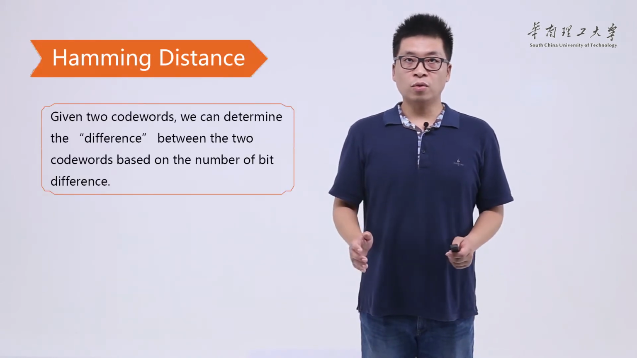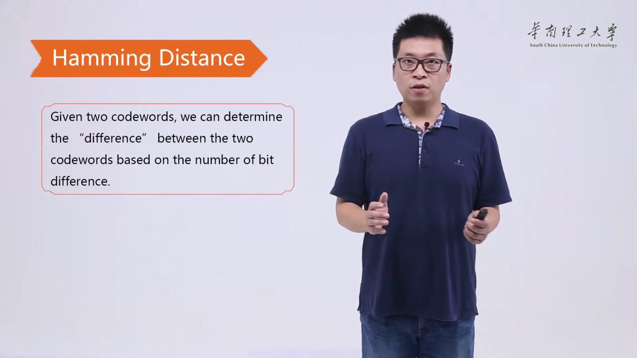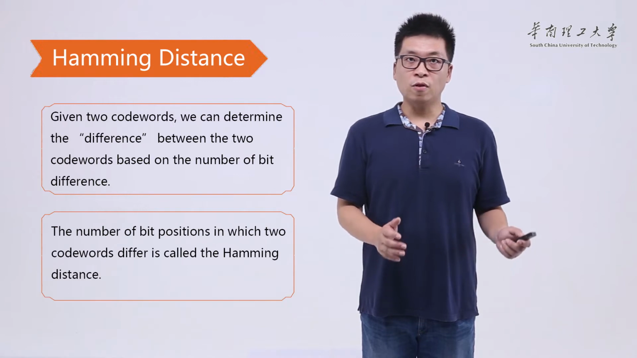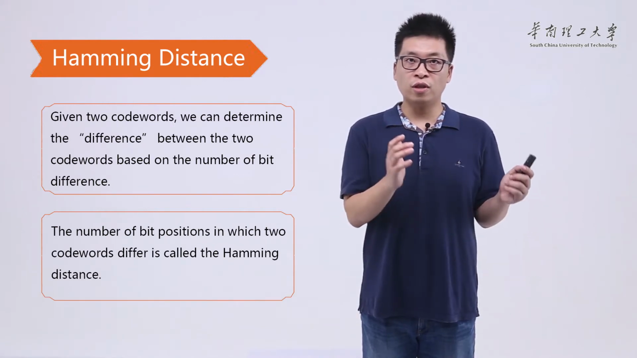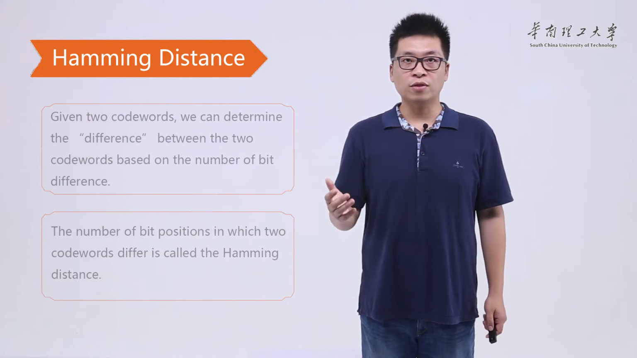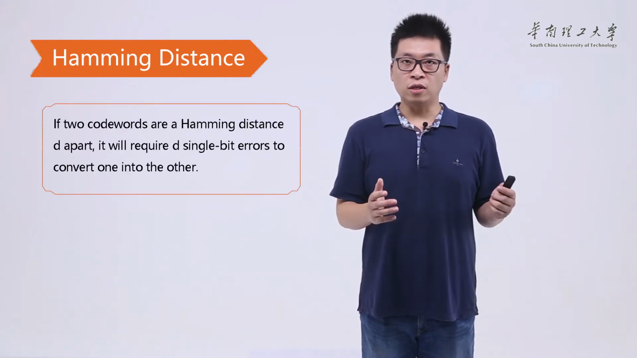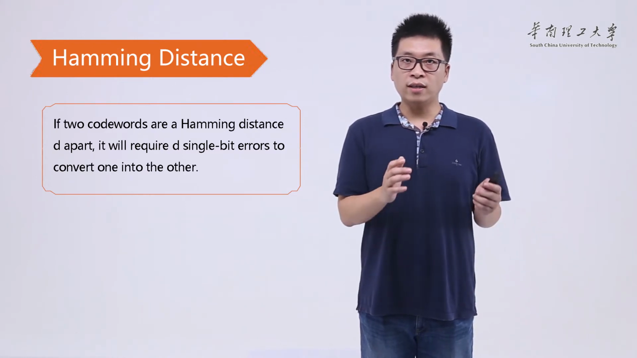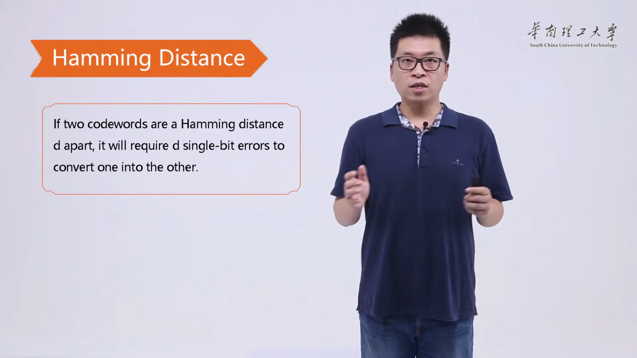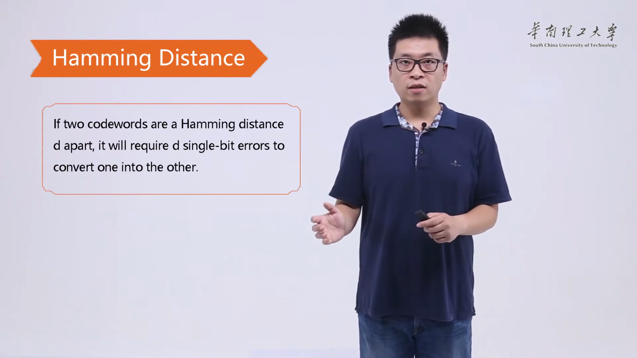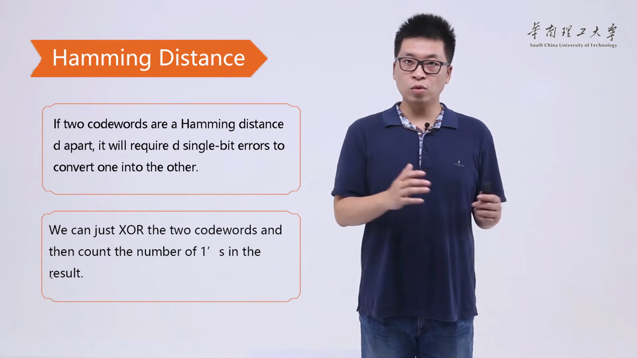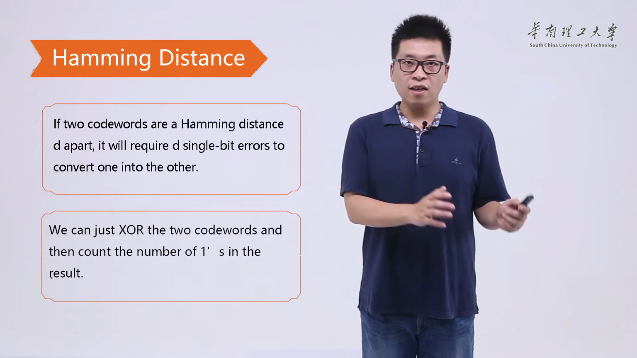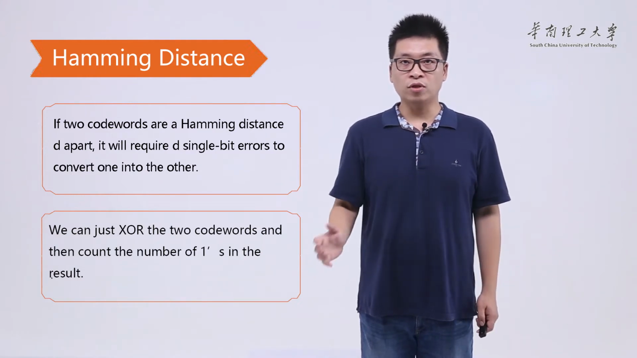Given two code words, we can determine the difference between them based on the number of bit differences. The number of bit positions in which two code words differ is called the Hamming distance. If two code words are a Hamming distance d apart, it will require d single-bit errors to convert one into the other. We can just use exclusive OR on these two code words, and then count the number of ones in the result.